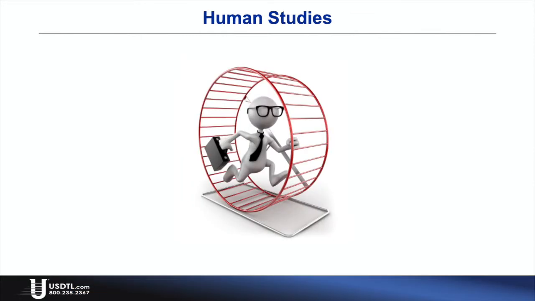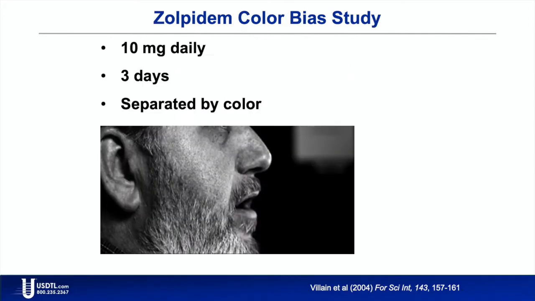So talking about rat hair is one thing, but we obviously test humans, and do these observations carry forward into human hair? And here is a good study that was published back in 2004, and they were looking at individuals that were given 10 milligrams daily of zolpidem. You know, this is Ambien. And so they did that for 3 days, and these individuals had salt and pepper hair or grizzled hair. And so you had dark hair and you had gray hair. So they collected the hair and they separated out the specimens by color and analyzed them.